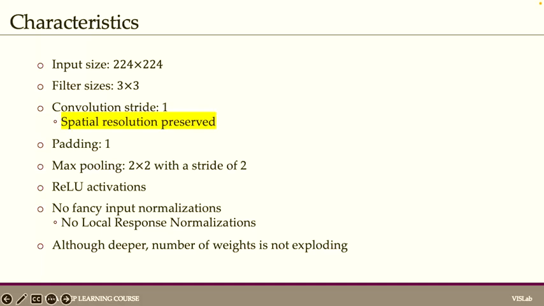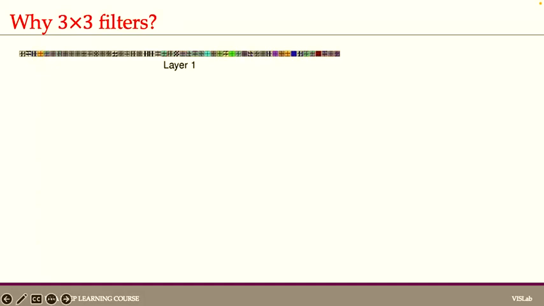Crucially for VGG, the spatial resolution is preserved. We had this last time: if you pick this magic combination of filter size 3 by 3, a stride of 1 and a padding of 1, you exactly reproduce the input size. Other than that, there were no fancy normalizations, simply going deeper with these simple 3 by 3 weights, which look really tiny, right?